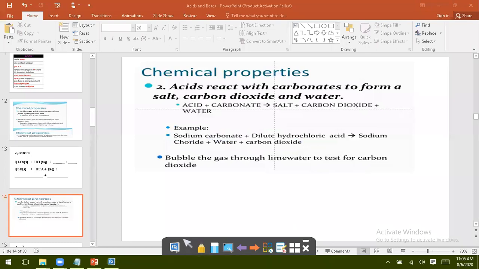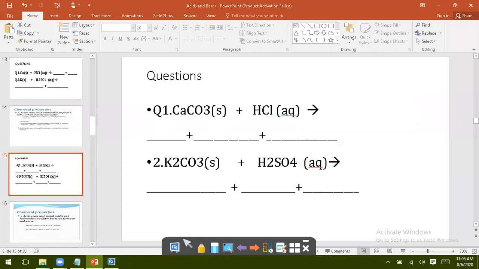Let's look at some examples. First example, calcium carbonate is a metal carbonate, calcium metal carbonate plus hydrochloric acid. When a metal carbonate reacts with an acid, it will give you three products. One would be gas, carbon dioxide, plus water and a salt.